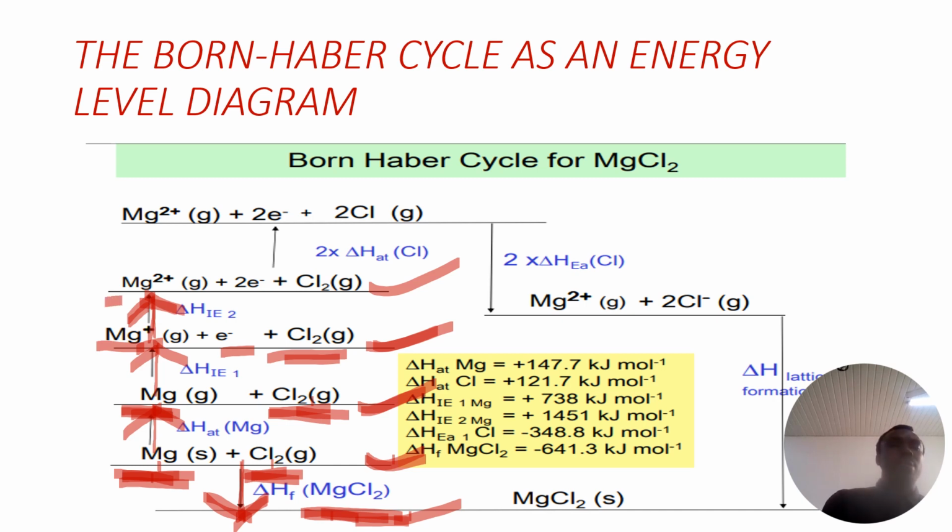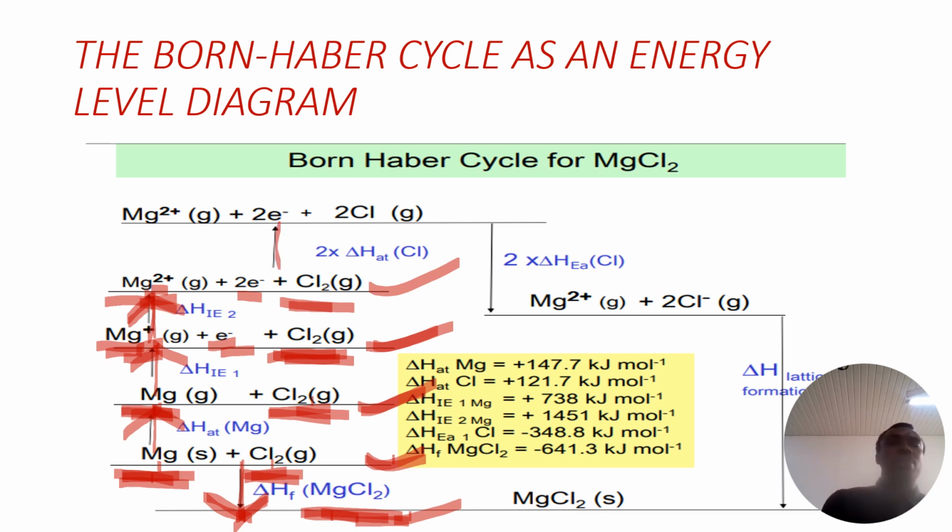Magnesium here is 1, chlorine here is 2. Magnesium here is 1, chlorine here is 2. So the atoms are balanced. Let's check the charges. The charge is +2, -2, which is 0. Chlorine here is 0. Here is +1, -1, which is 0. Chlorine here is also 0. So the charges and the atoms are also balanced.